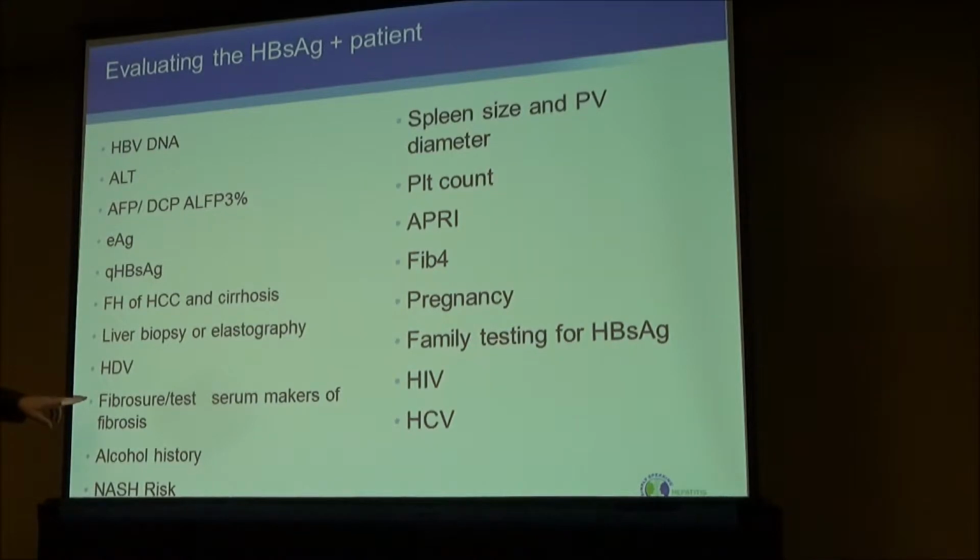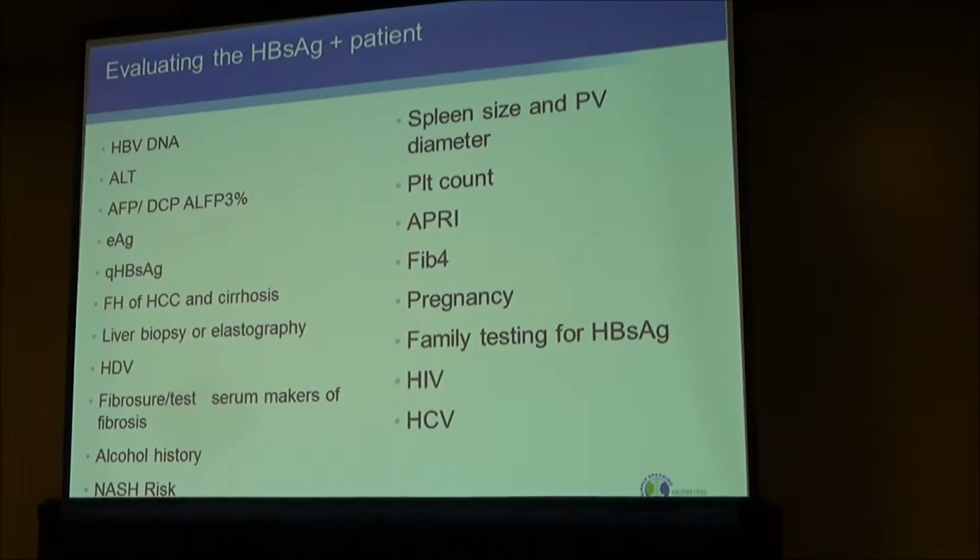This is a little bit expensive here. It's a blood test for fibrosis. I may not do that. We're going to talk about family testing. So a woman of childbearing age. We're going to talk about pregnancy. We're going to check for HIV, hepatitis C, and Delta.